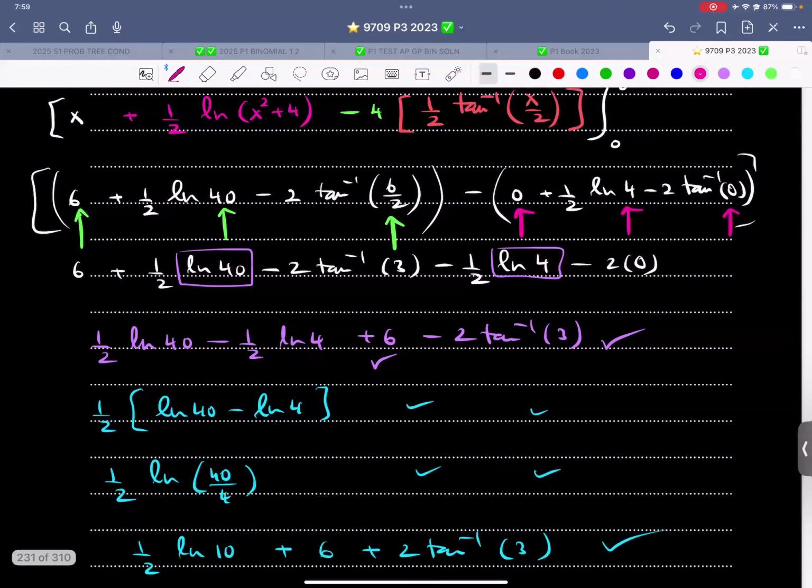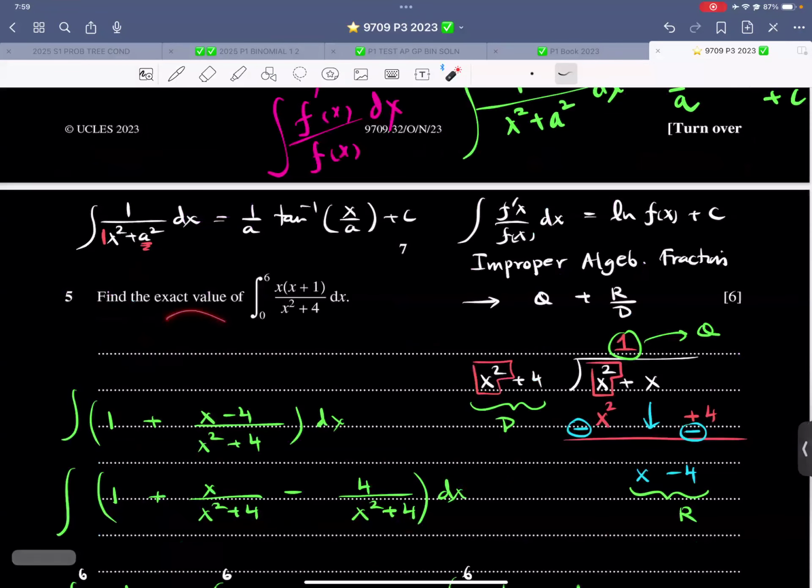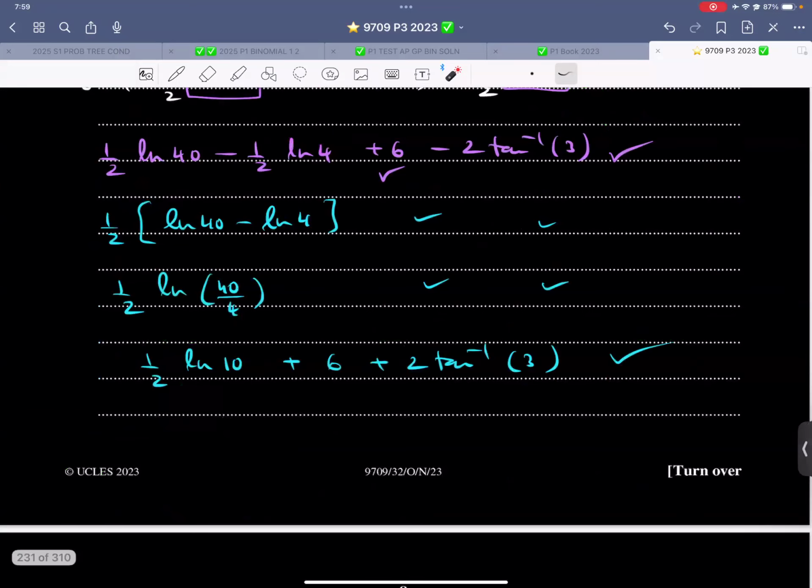So now over here, 6 as it is, half ln 40, tan inverse of 3. Leave it as it is. 0 as it is, ln 4 as it is, and tan inverse of 0 is 0. So this is also gone. So now I'm left with 4 terms. 1, 2, 3, 4. This is a constant. These two are related with tangent. This is tan inverse 3. Leave the answer as it is. Tan inverse 3, we are not evaluating it. Find the exact value. So that is how you get this answer.